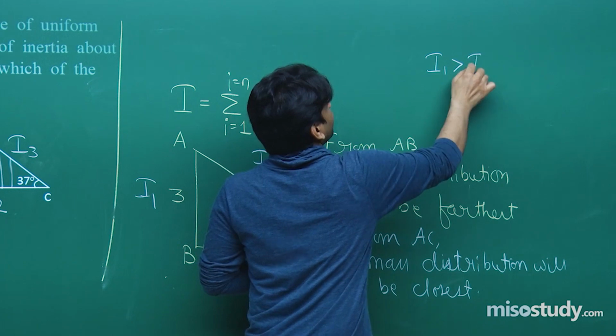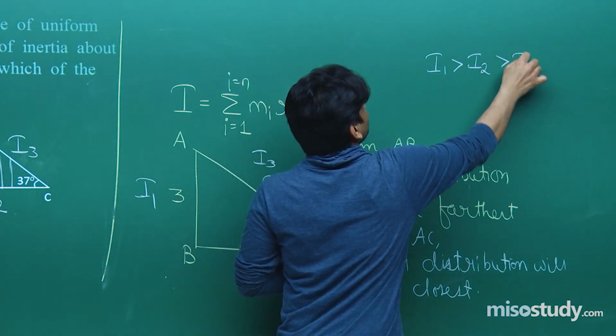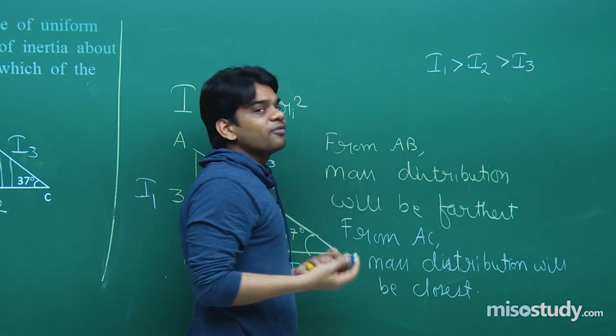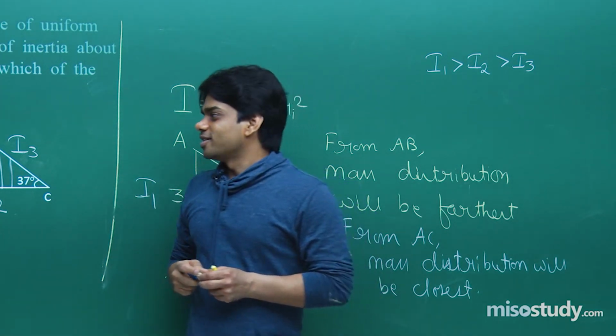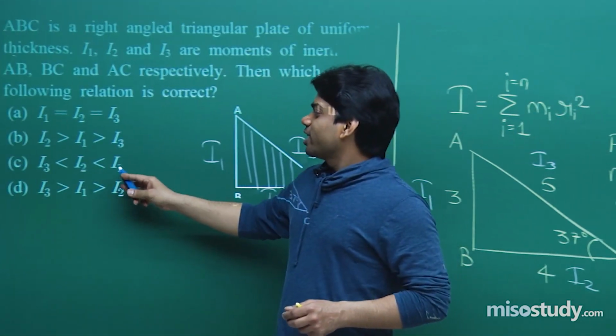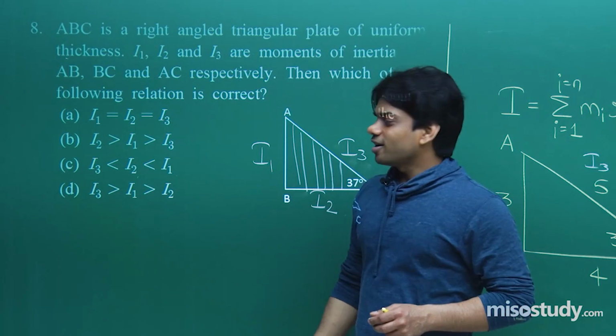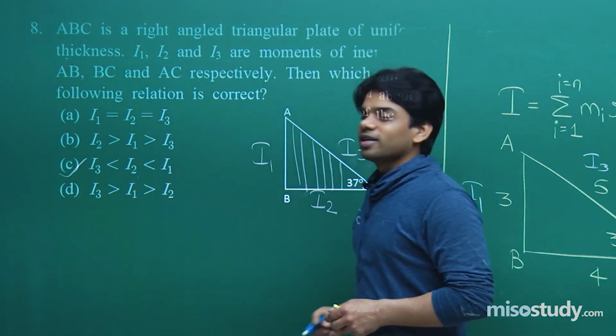Then we'll be having I2, then the closest mass distribution, that will be I3. So I1 will be greater than I2, will be greater than I3. This is what we can make out. So I1 greater than I2 greater than I3, option number C clearly matches. So let me mark this option as the right answer.